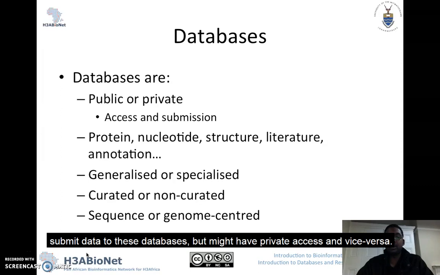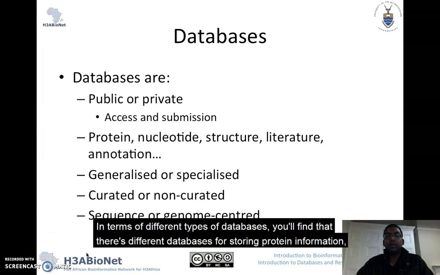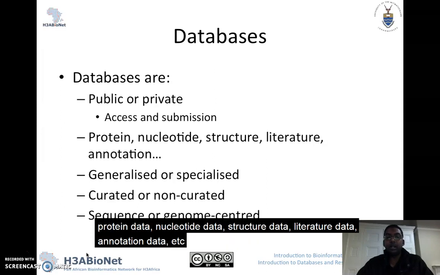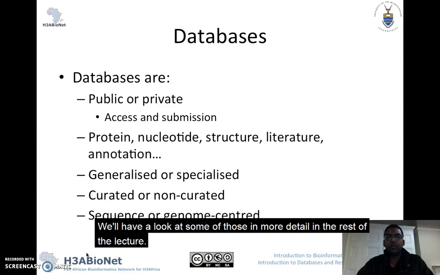In terms of different types of databases, you'll find that there are different databases for storing protein data, nucleotide data, structure data, literature data, annotation data, etc. And we'll have a look at some of this in more detail in the rest of the lecture.